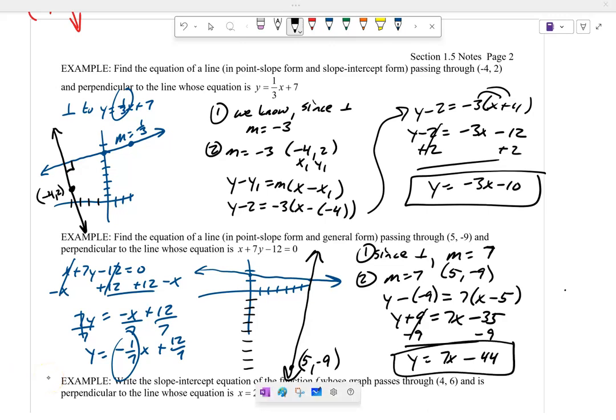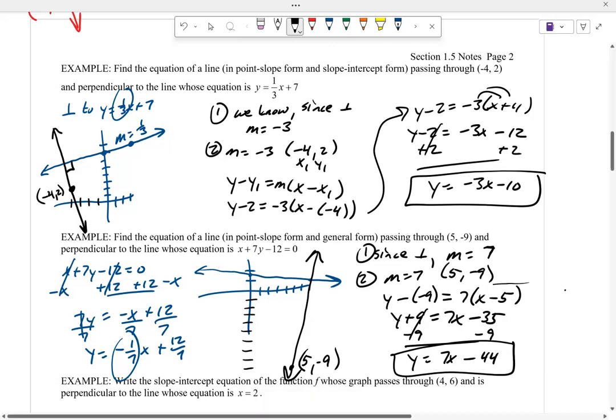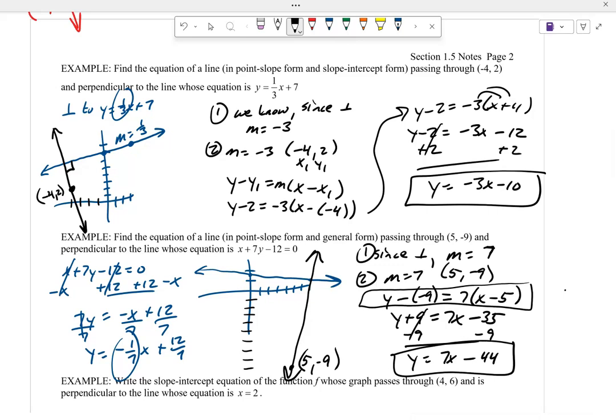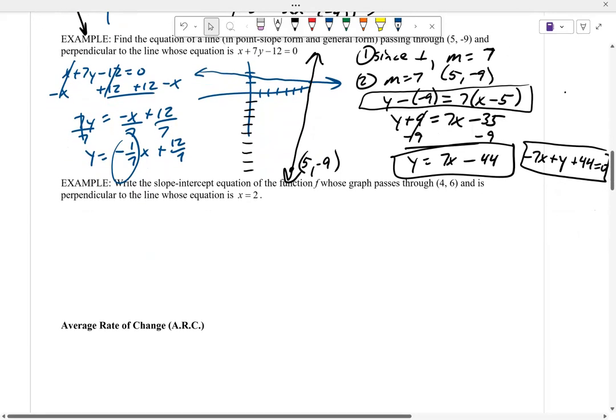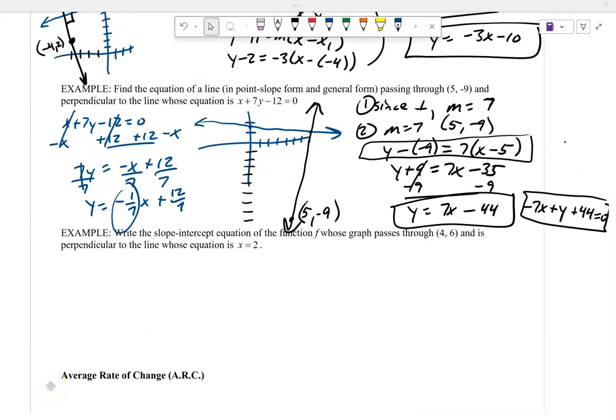By the way, I should read my instructions here. Here's our point-slope form, y plus 9 equals 7 times parentheses x minus 5. The next one down below is our slope-intercept form. If I was putting it into general form, I would have to take the 7x over, so subtract 7x on both sides. So I have negative 7x plus y, and I'd add 44 to both sides, equals 0. There's our general form, if they ask for that in the homework as well. All right, let's take a look at this next one.